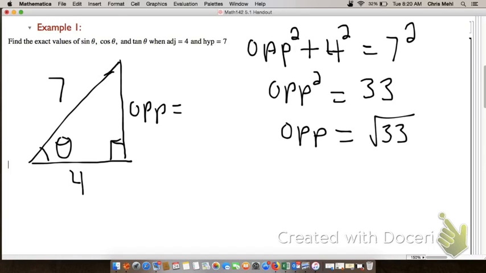Typically you'd have a plus or minus on the right hand side, but since we're talking about the length of the side of a triangle, we will take the positive root 33.